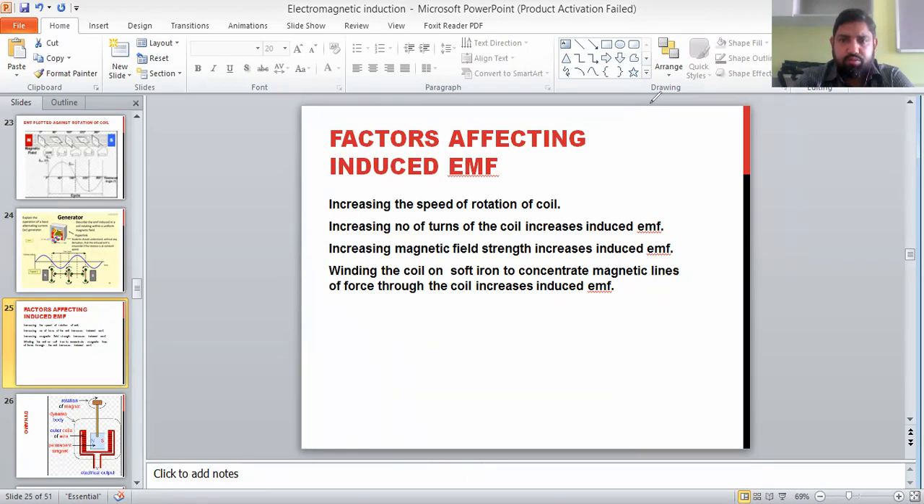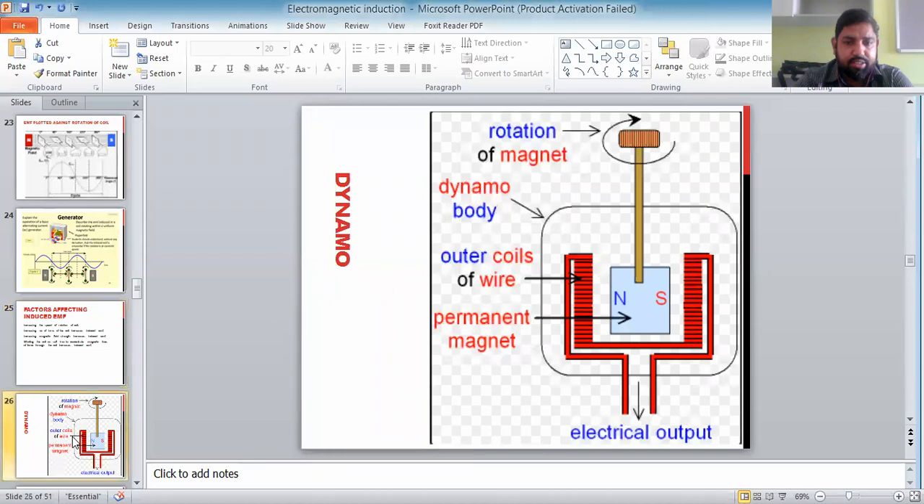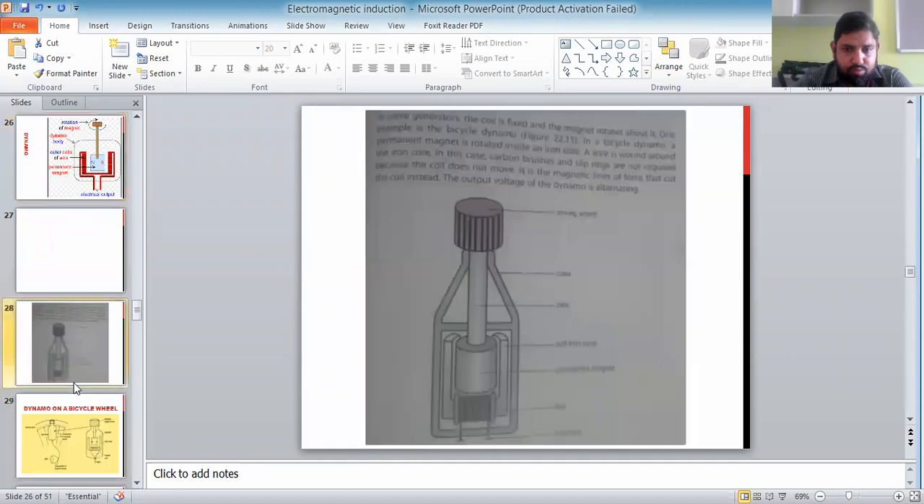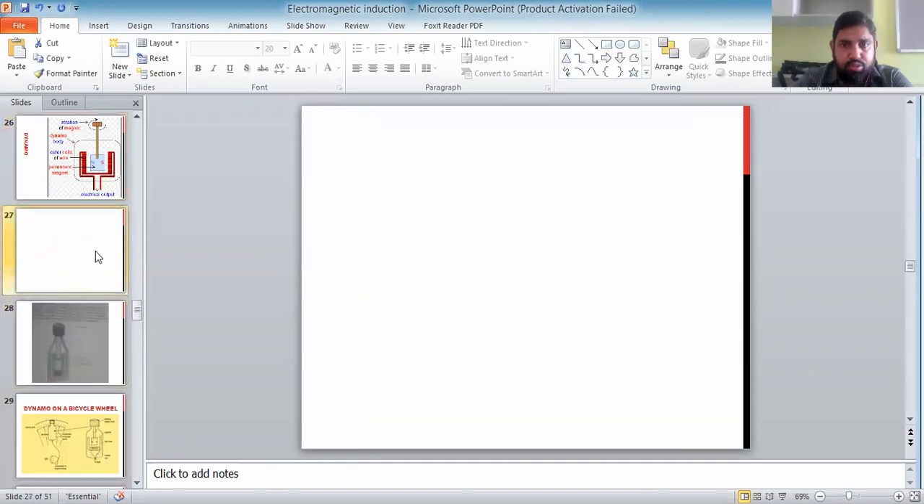Okay, moving ahead, we are going to discuss the next model of generator, that is the dynamo. Now, the dynamo is a more practical form of a generator. Here we keep the coil fixed and we move the magnet inside that coil. So let me draw a diagram for that. So what do we have?